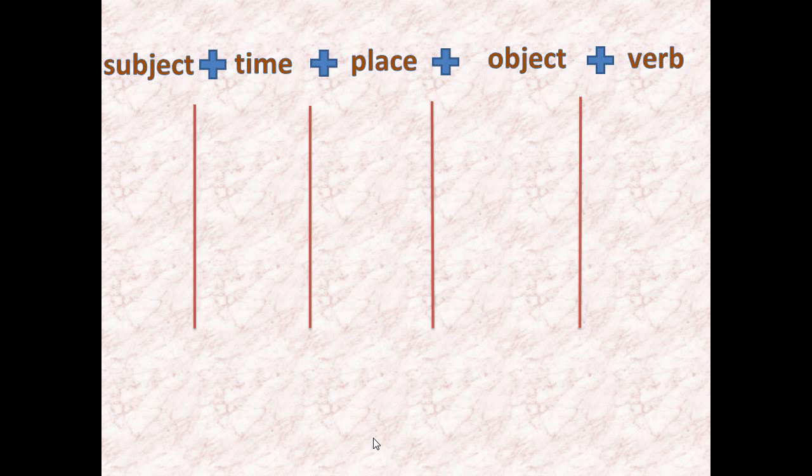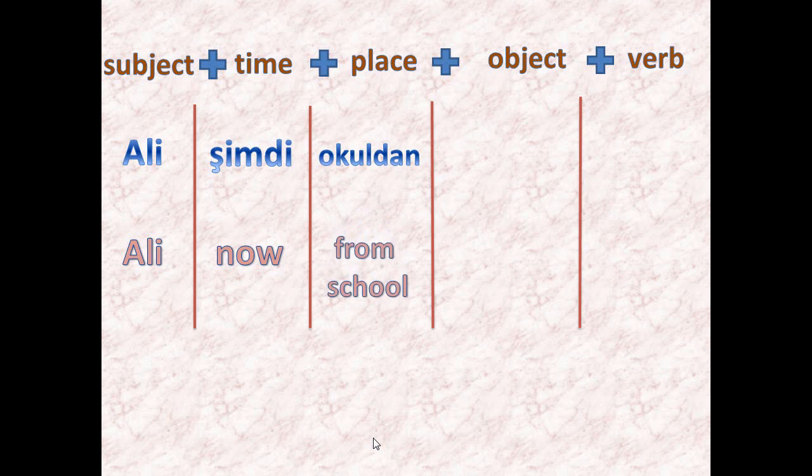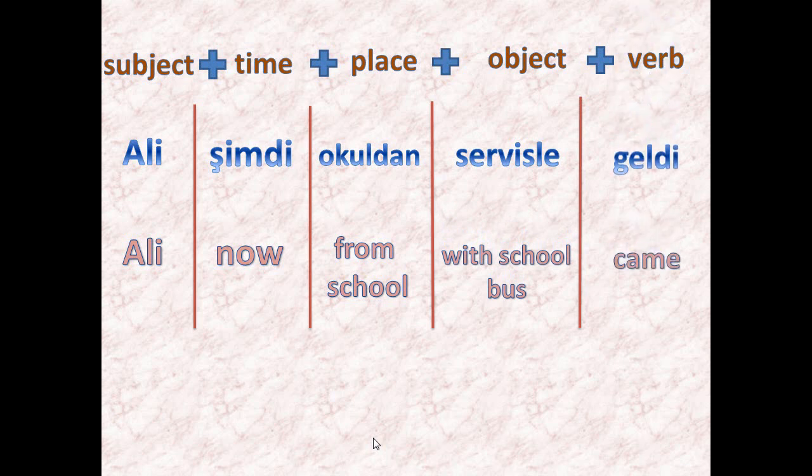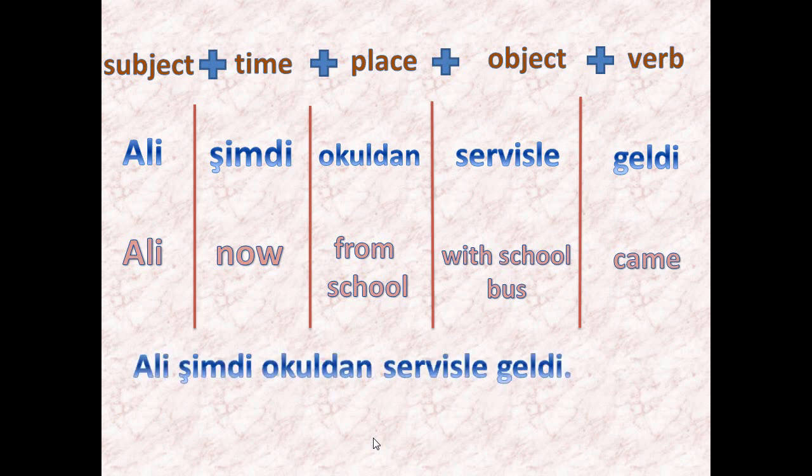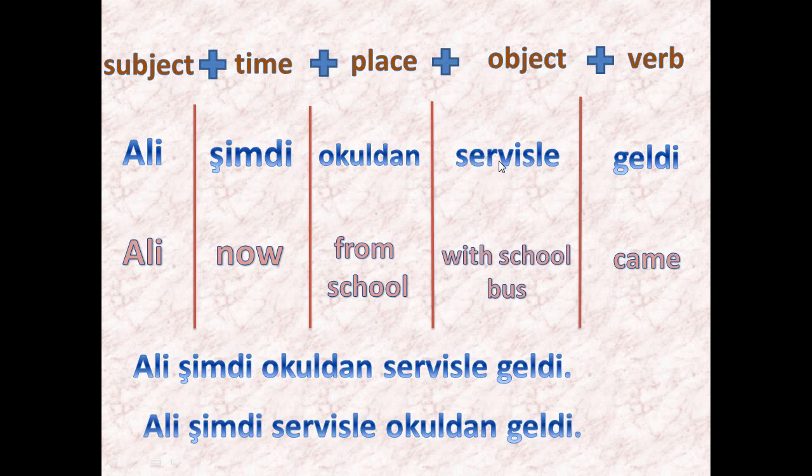The other example, in this example, we're gonna have Ali. It's a guy's name. Şimdi means now. Okuldan, from school. Servisle, with school bus. Geldi, came. So the sentence is, Ali şimdi okuldan servisle geldi. It means Ali came from school with school bus. And we can change the place of object and place, and we will have Ali şimdi servisle okuldan geldi. It's not wrong and it's okay. Both of them are correct.